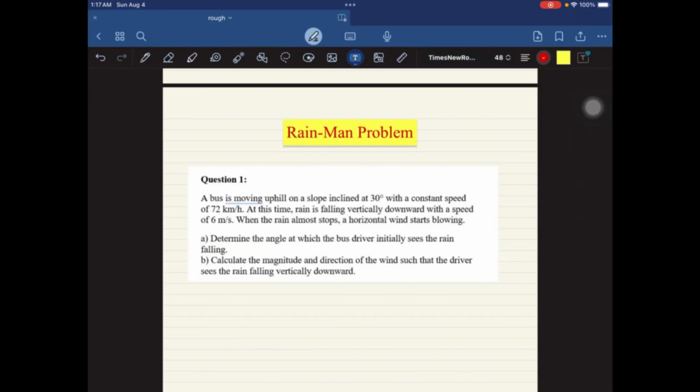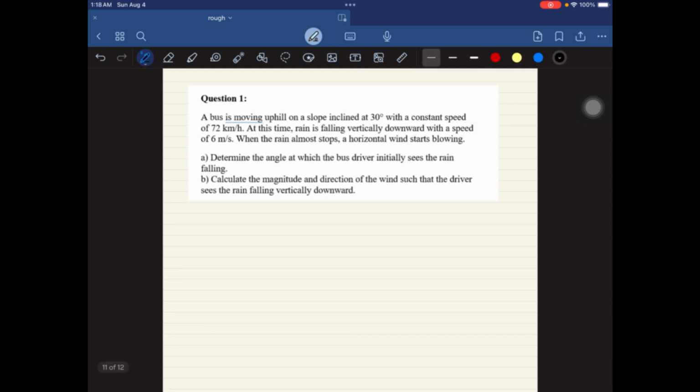Hello. Today I am here to discuss two problems related to the rainman problem. First question: a bus is moving uphill on a slope inclined at 30 degrees with a constant speed of 72 km per hour. At this time, rain is falling vertically downward with a speed of 6 meters per second. When the rain almost stops, a horizontal wind starts blowing. Determine the angle at which the bus driver initially sees the rain falling.